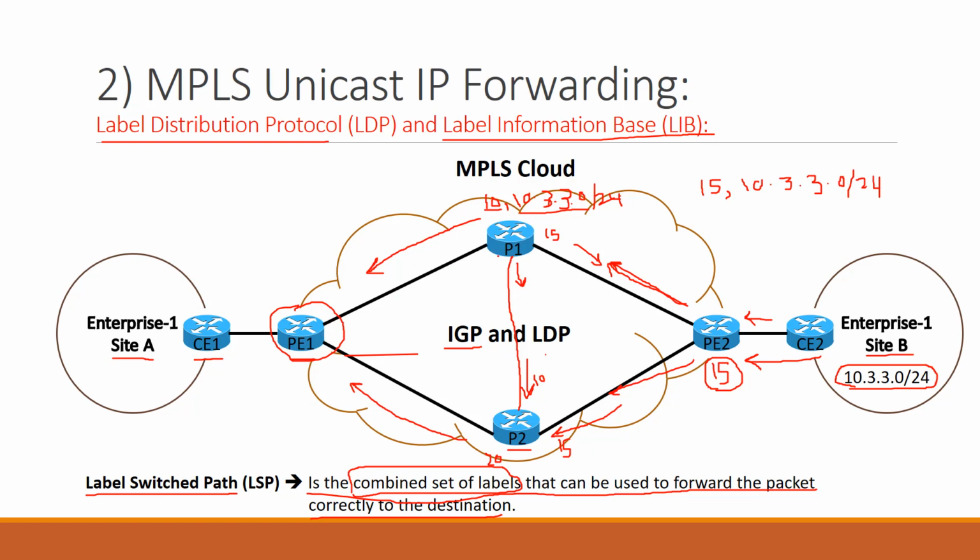If BE1 chooses the path through P1, then the first label will be 10. Next is 15. So in this example, the label switched path is 10, 15. This is called the combined set of labels that can be used to forward the packet correctly to the destination. Are there any more labels in the path? No, because BE2 will remove the label. So only these two labels will be used, considering that the path will be through P1 to BE2. And this path was chosen relying on the IGP.